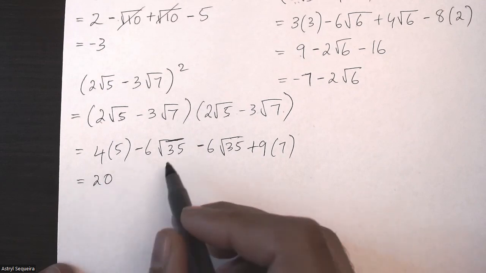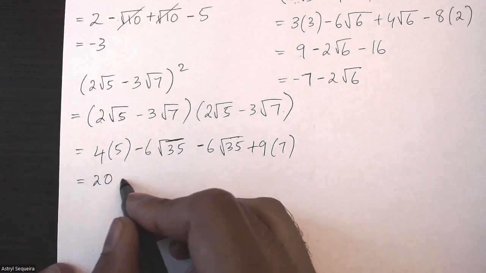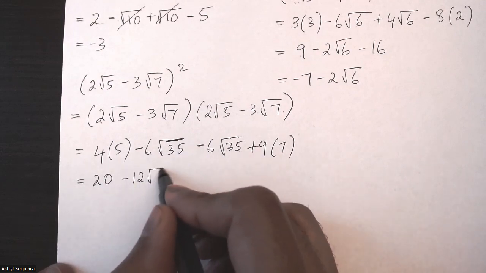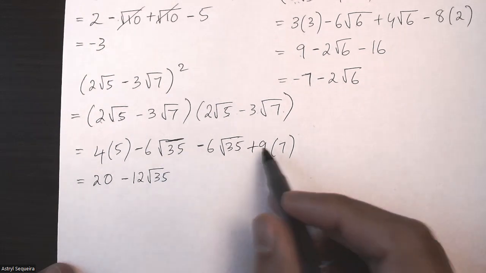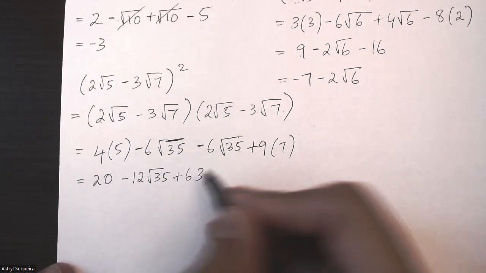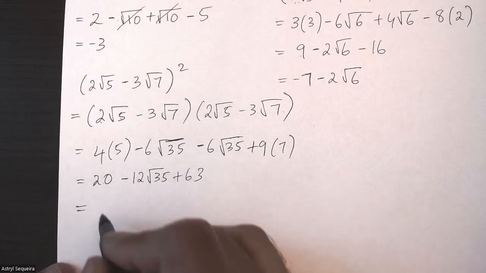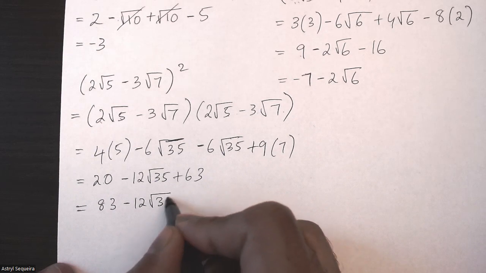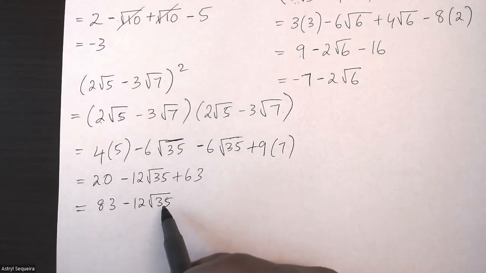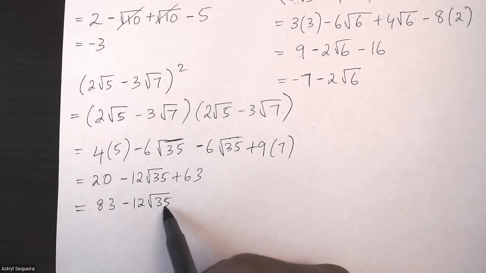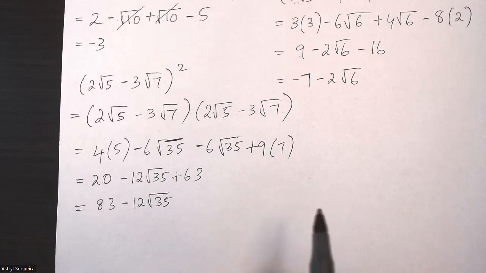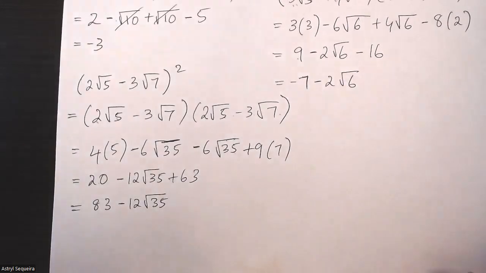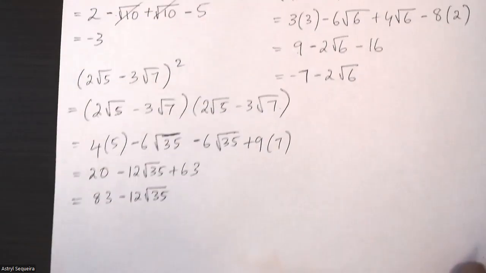4 times 5 is 20. You can combine these two terms to make it negative 12 root 35. And 9 times 7 is 63. And 20 plus 63 is 83. And root 35 cannot be reduced because it can't be divided by 4, 9, 16, or 25, or any square rootable number. So this would be the final solution.